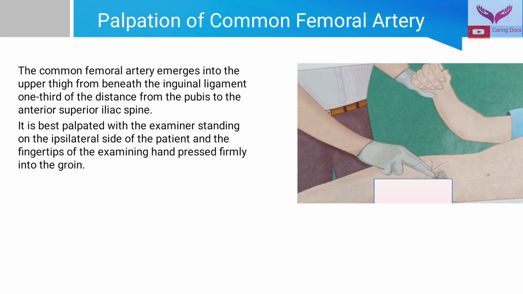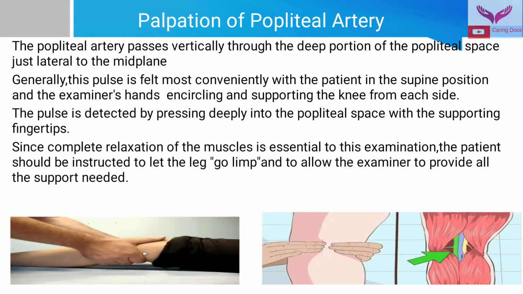Palpation of the common femoral artery. The common femoral artery, as we know, emerges from the upper thigh from beneath the inguinal ligament, one third of the distance from the pubis to the anterior superior iliac spine, and it is best palpated with the examiner standing on the ipsilateral side of the patient and the fingertips of the examining hands pressed firmly into the groin.